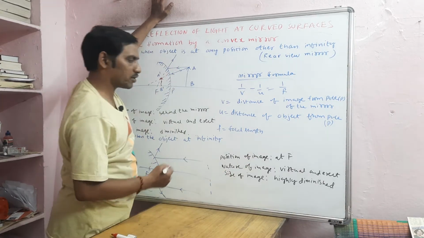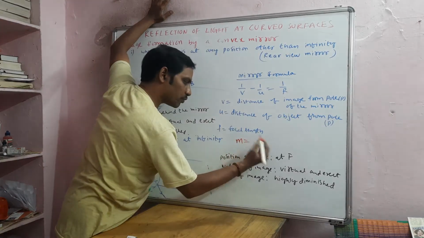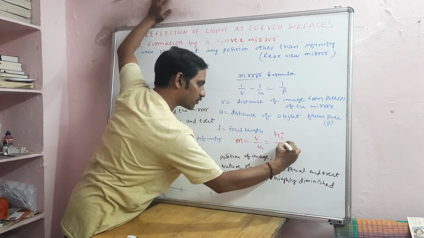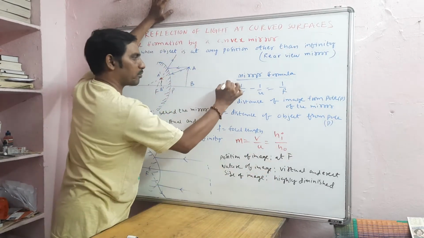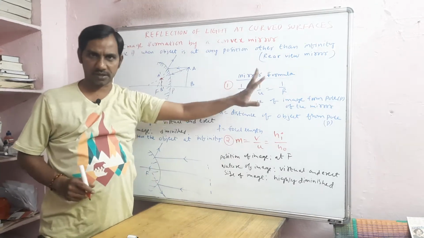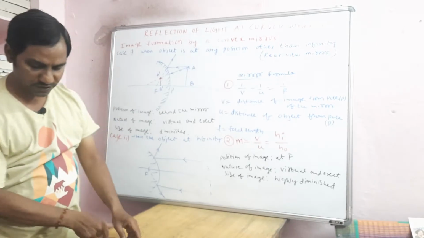And what is the other formula you have to learn, one more formula. M is equal to, okay, V by U is equal to height of image by height of object. So formula number 1, formula number 2. Now these are the two formulas you have for mirror. Now I will rub the board. I will explain about sign convention and some numericals. Okay, that we will do.